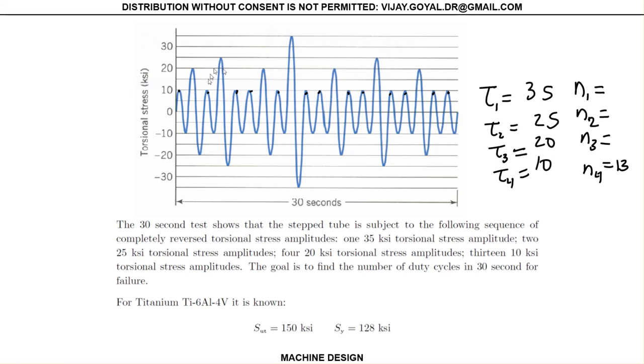At 20, you have 1, 2, 3, and 4, so this is equal to 4. At 25, you have 1 and 2, so it's equal to 2. And at 35, you only have 1. So this is how the loading sequence works in a 30-second test.